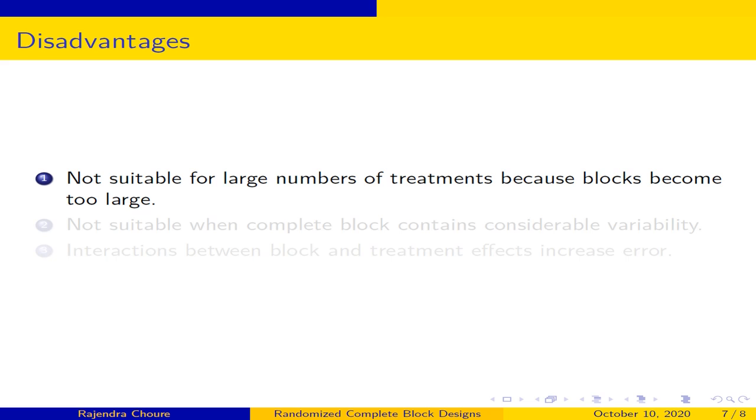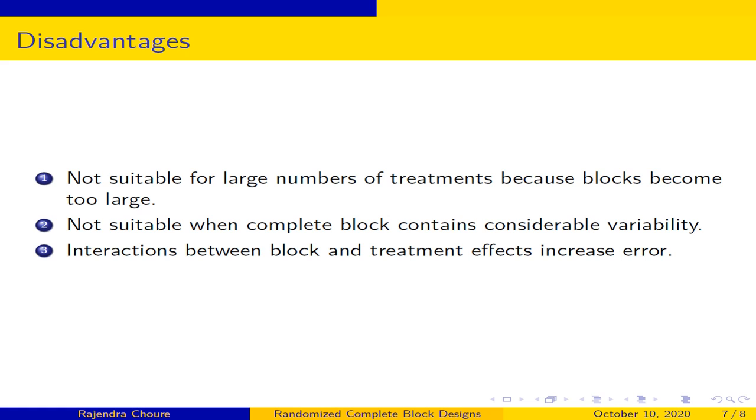And now the disadvantages of these designs. These are not suitable for a large number of treatments because their blocks become very large. If the number of treatments is more and we have to involve many volunteers or collect many experimental objects to construct the block, then these are not suitable. Also, they are not suitable when a complete block contains considerable variability. If within-block variability is very large, then complete block designs are not suitable. Other designs are available and we will discuss those in later videos.